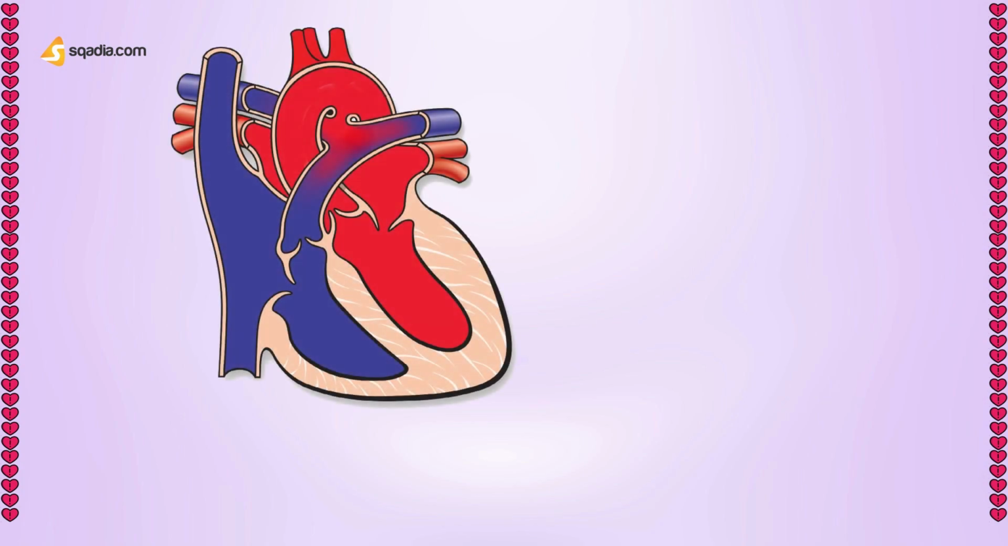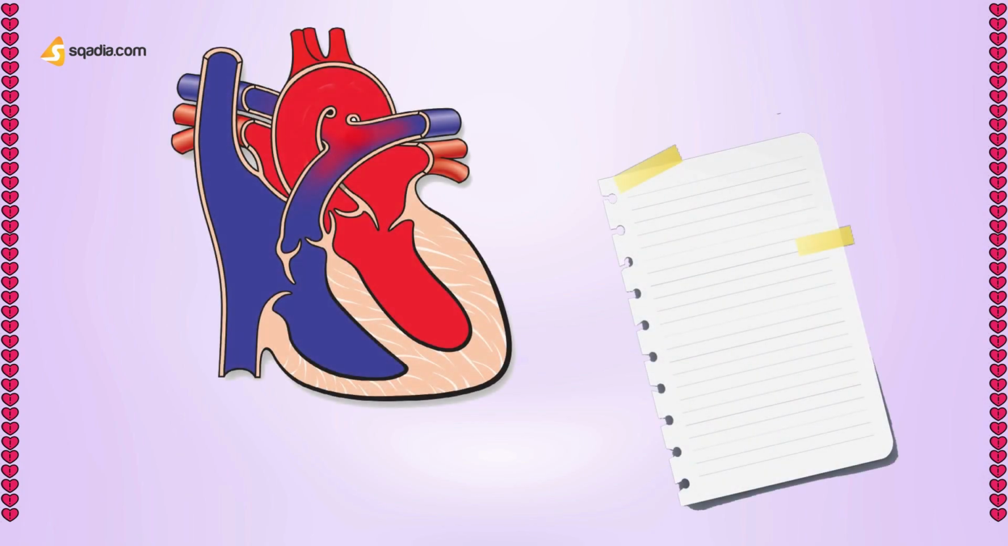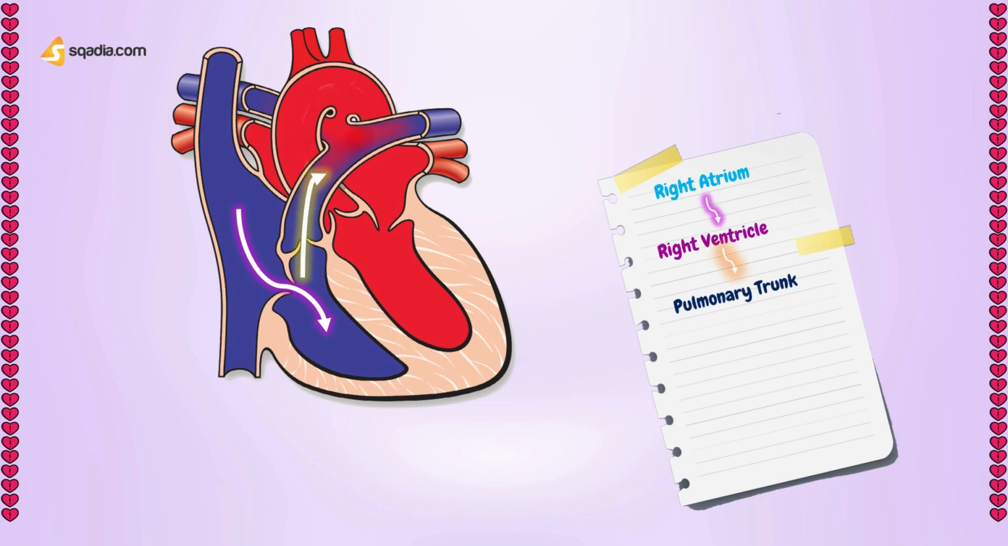So, let's understand the flow of the blood. Blood from the right atrium enters the right ventricle, and then from the right ventricle to the pulmonary trunk, and from the pulmonary trunk to the aorta. As we know that the aorta has high blood pressure, from the aorta, blood shunts into the pulmonary trunk, and from the pulmonary trunk to the lungs.